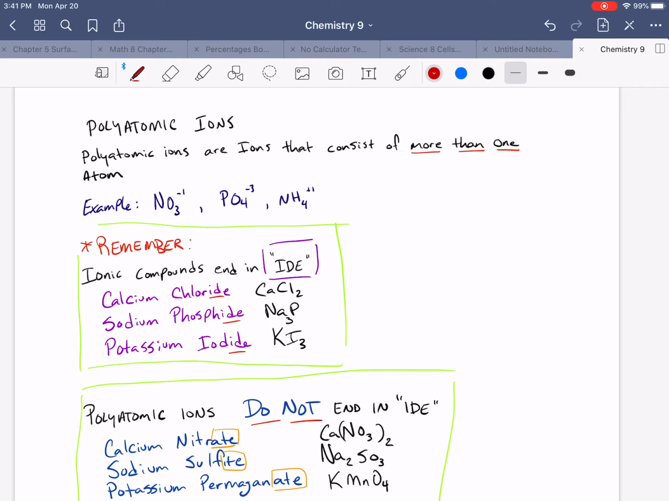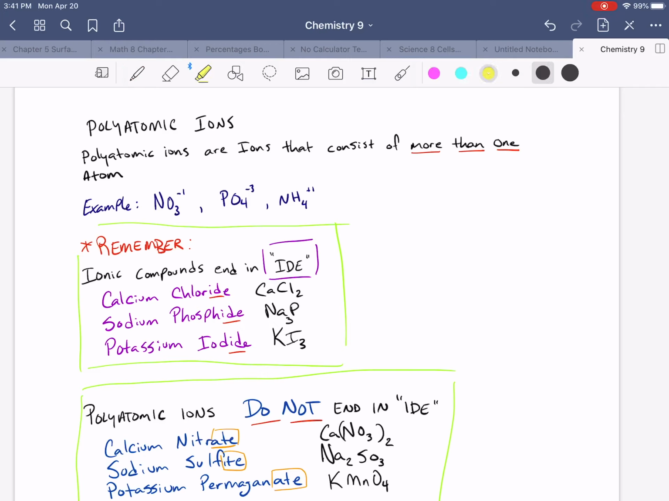Polyatomic ions are ions that consist of more than one atom. That means there's going to be a lot of them. Like I said, NO3 actually has 4 atoms, 1 nitrogen and 3 oxygens. Or if you look here, PO4 3-, again you have one phosphorus and 4 oxygens, so there's 5 things there. You'll notice that they're grouped together, with 2 letters stuck together with some numbers.